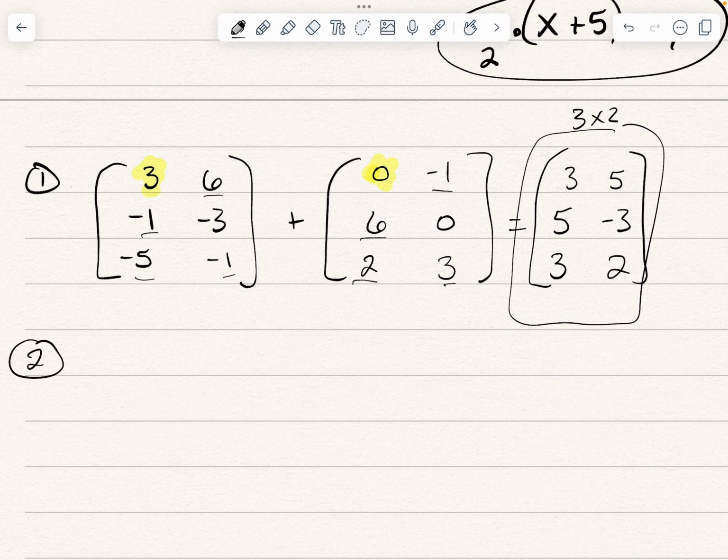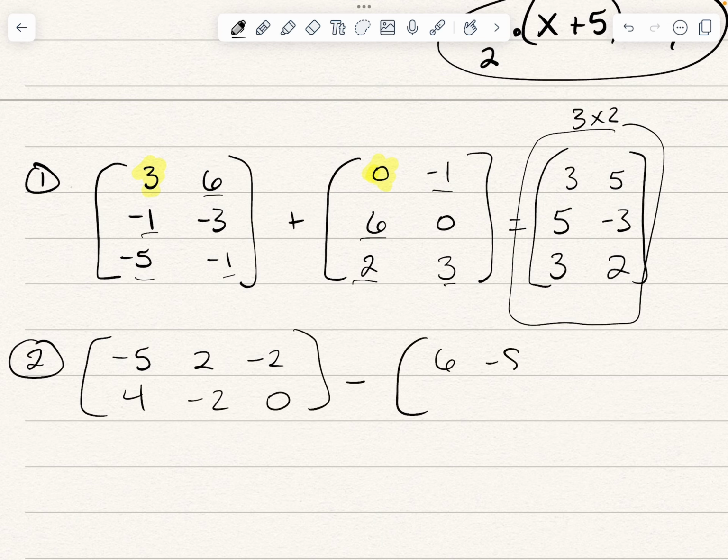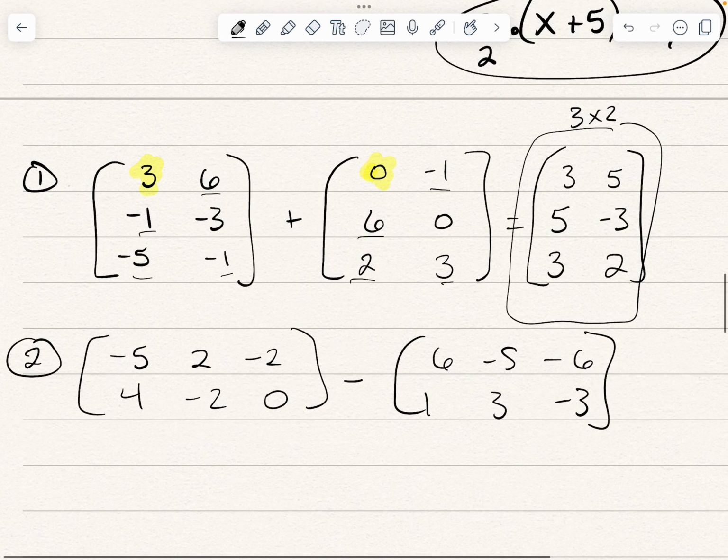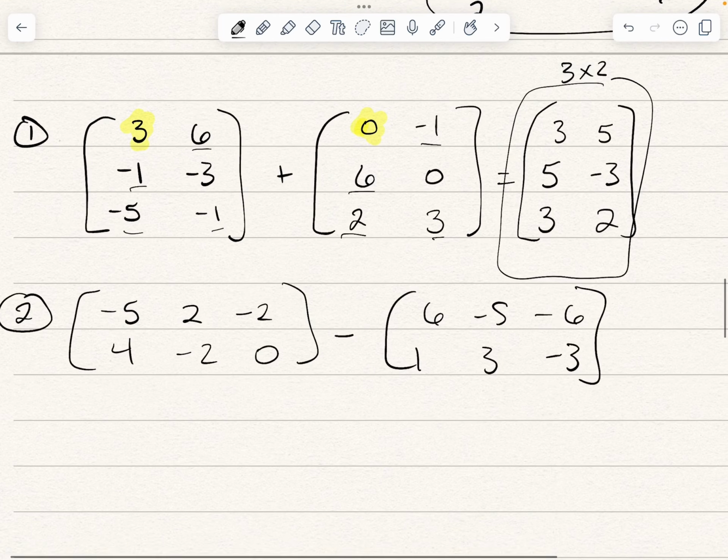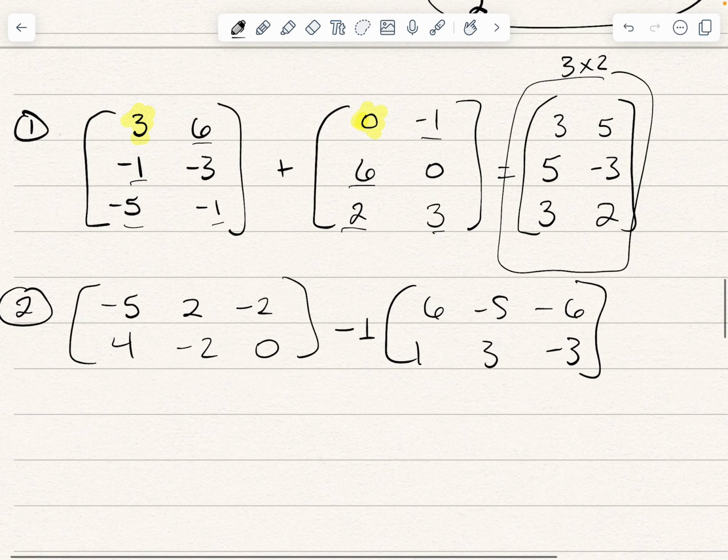All right, on number 2, we're subtracting these. So you have a negative 5, a 2, negative 2, 4, negative 2, 0, minus 6, negative 5, negative 6, 1, 3, negative 3. Okay, what I like to do is this negative, this is like having a negative 1 out in front of everything. Okay, and what I like to do is just distribute that negative all the way into each thing. So this negative is going to become negative 6, positive 5, positive 6, negative 1, negative 3, positive 3.